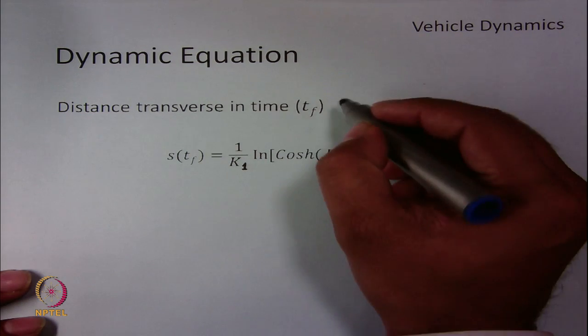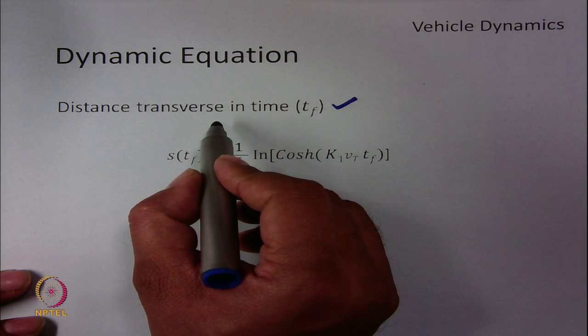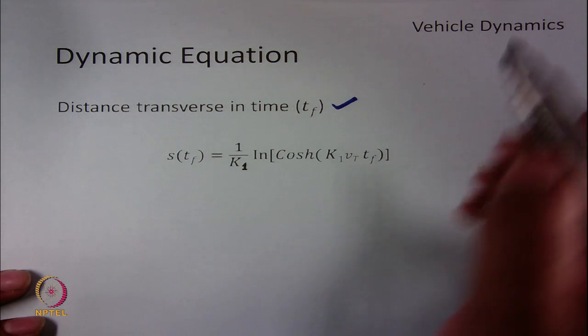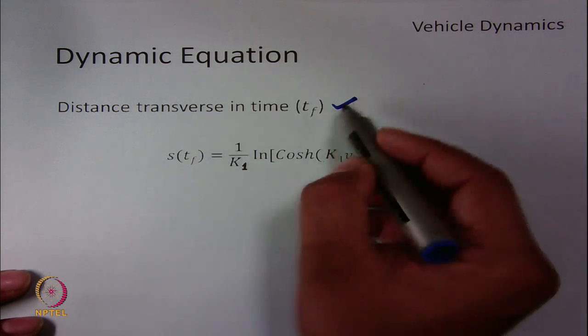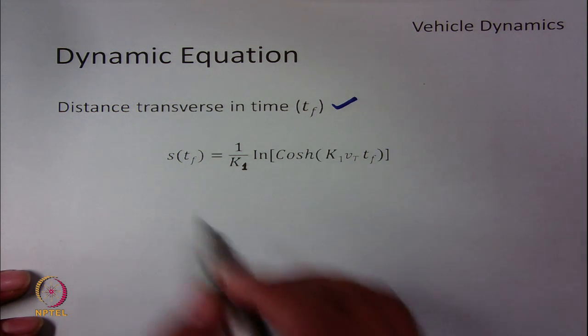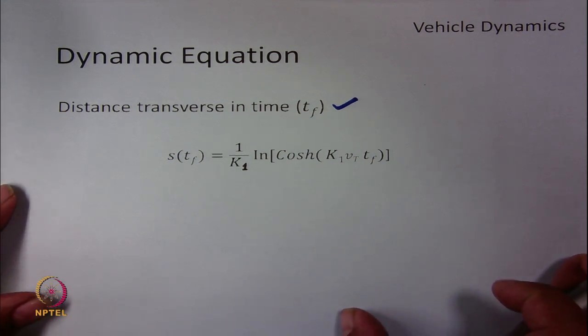Once the T f is known, we can also find the distance which is achieved when we are reaching the velocity of V f. We just substitute the T f in the expression of distance.